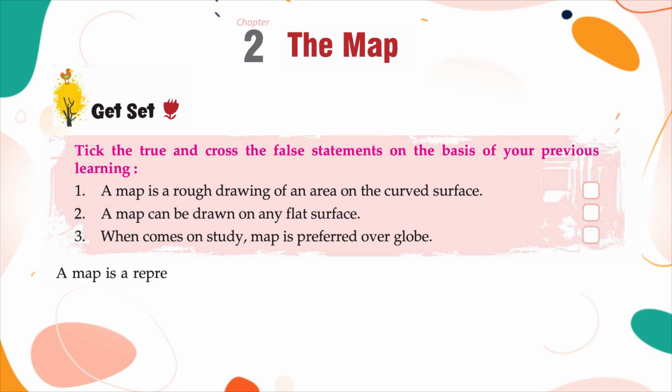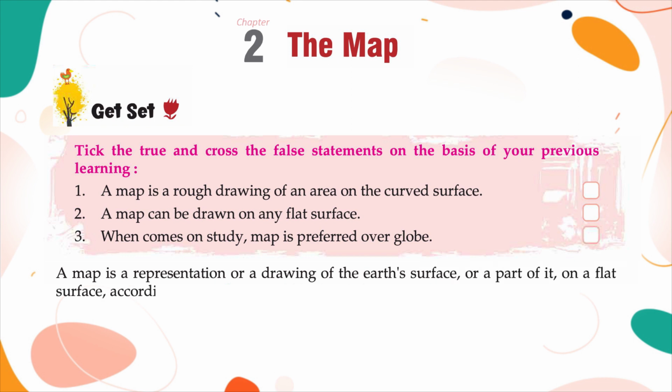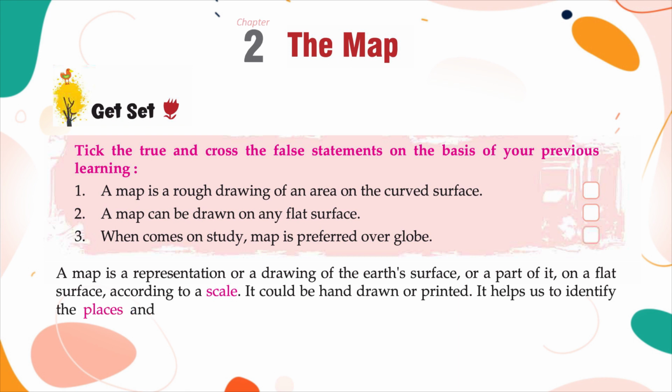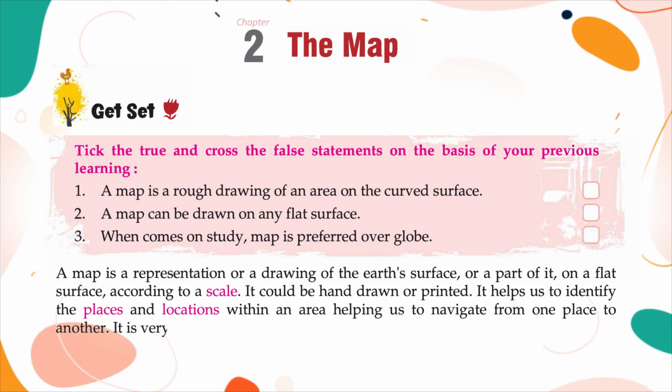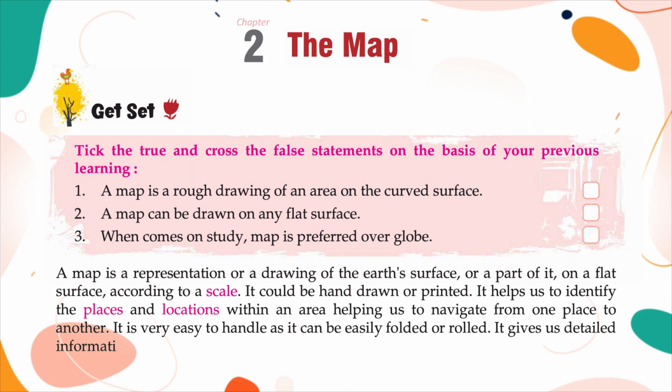A map is a representation or a drawing of the Earth's surface or a part of it on a flat surface according to a scale. It could be hand-drawn or printed. It helps us to identify the places and locations within an area, helping us to navigate from one place to another. It is very easy to handle as it can be easily folded or rolled. It gives us detailed information about the physical and political features of the Earth.